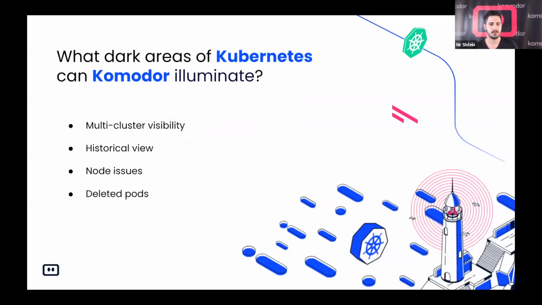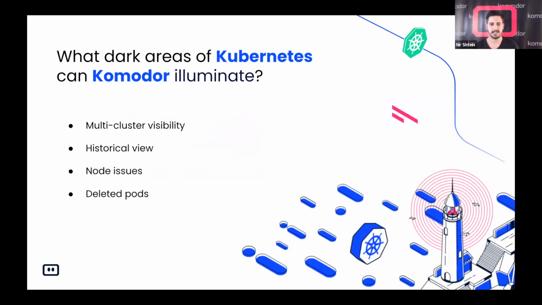Before I show the demo, I want to pinpoint the thing that Komodor really shines a light on, and that is multi-cluster visibility. As a kubectl user, I have only context to one cluster each time. And this is not the case in Komodor.